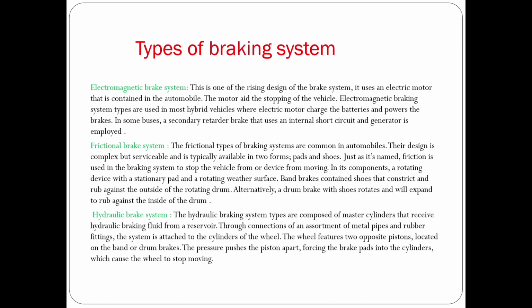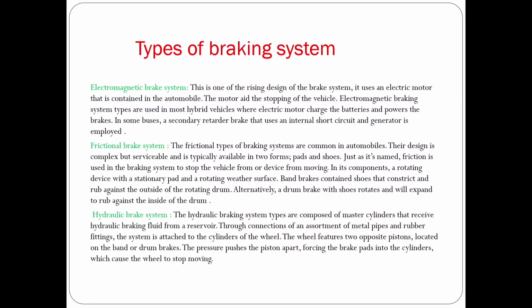Frictional brake system: the frictional type of brake system is common in automobiles. Their design is complex but serviceable, and it's typically available in two forms, pads and shoes. Just as it's named, friction is used in the braking system to stop the vehicle from moving. It uses a rotating device with stationary pads and a rotating wear surface. Band brakes contain shoes that constrict and rub against the outside of the rotating drum. Alternatively, a drum brake with shoes rotates and expands to rub against the inside of the drum.